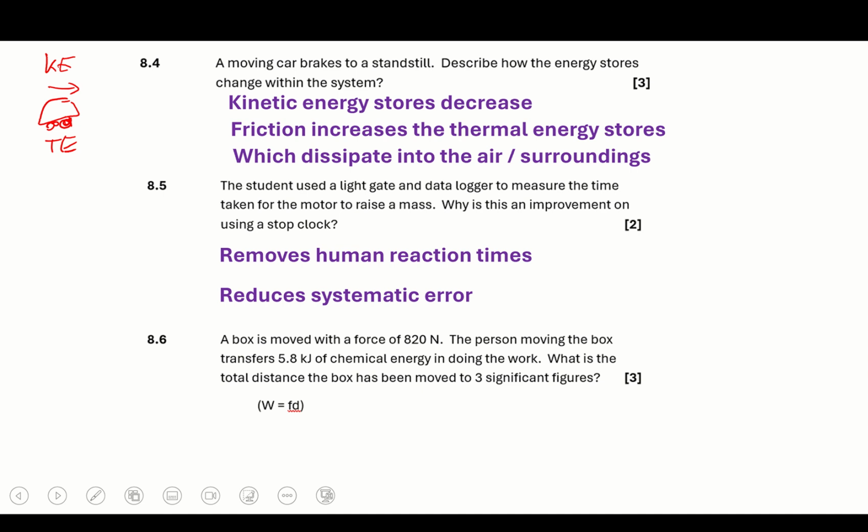Next question, we've got to use work equals force times distance. I've just gone over the formula. I've taught you that as fat, wobbly dinosaurs. It says the box moves with a force of 820 newtons. Perfect, that's in newtons. The person moving the box transfers 5.8 kilojoules. Okay, that's 5,800 joules. What is the total distance that the box has moved to 3 significant figures? So we want to find the distance, D. We can see we've got W divided by F.